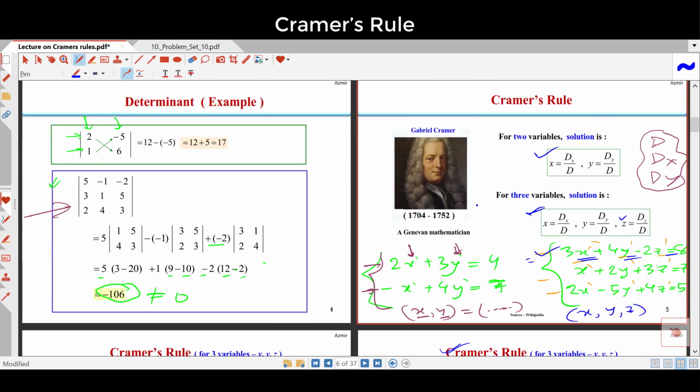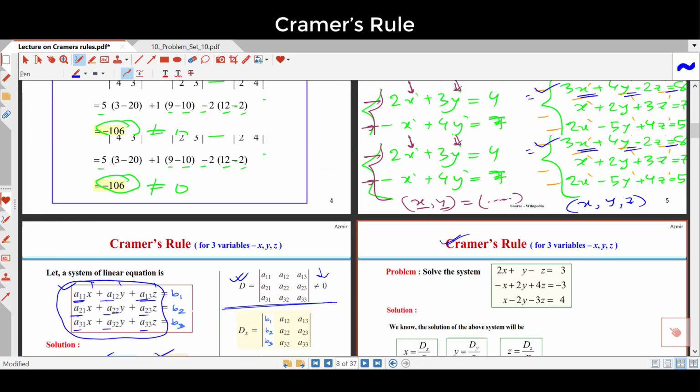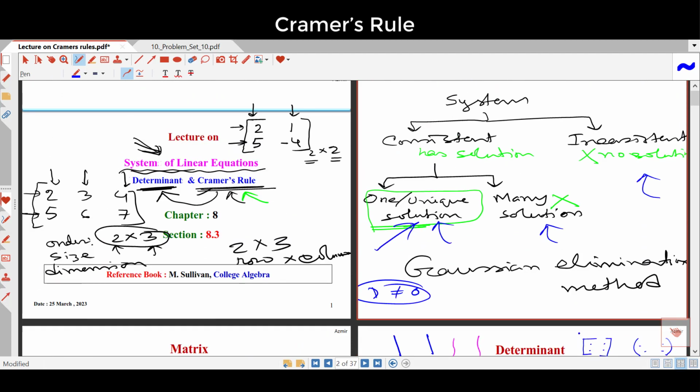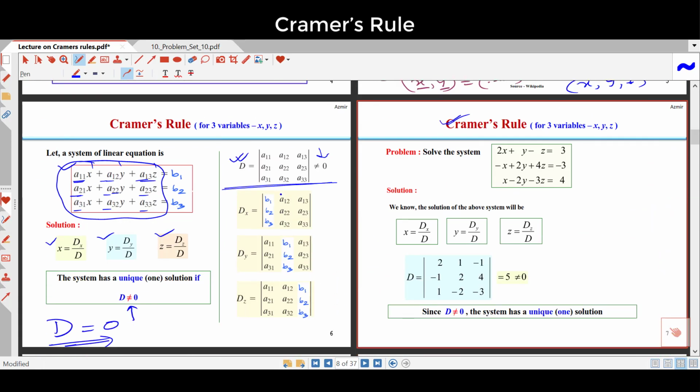So you can easily understand that for some problems, if you directly get D equals 0, then Cramer's rule is not enough to give a final comment. Okay, so for D equals 0, the only hope is the Gaussian elimination method that you already know. Here we are learning only Cramer's rule. So remember, the determinant of the coefficient matrix should be non-zero.